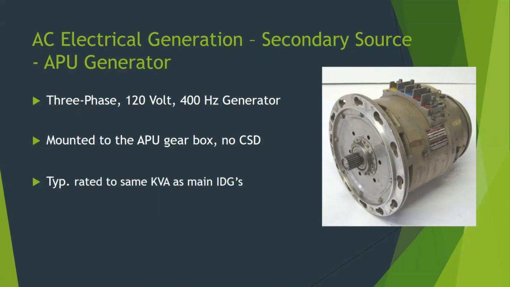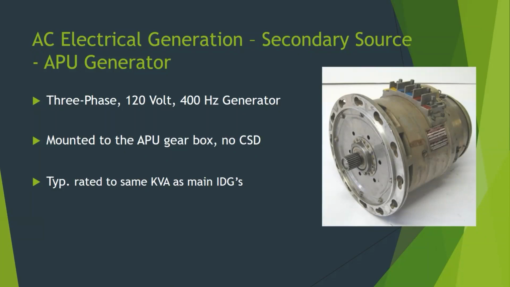Secondary sources are those that it's going to look for after that, say if there was an engine failure or a generator failure. You can use one of these secondary sources as a second power supply during flight. The APU generator is the first of these, and in larger transport category AC aircraft these are a three-phase 120 volt 400 hertz generator, and they mount directly to the APU gearbox. And with the APU, they don't have a constant speed drive.